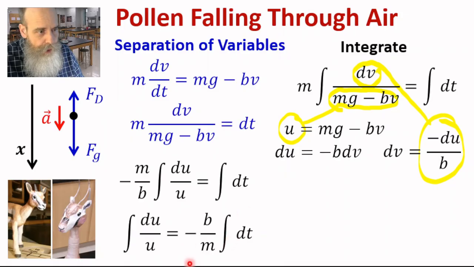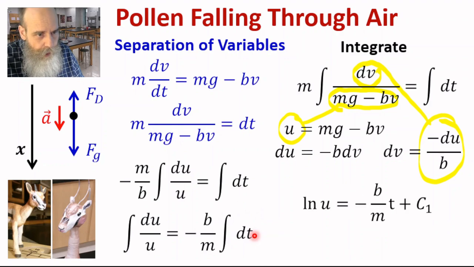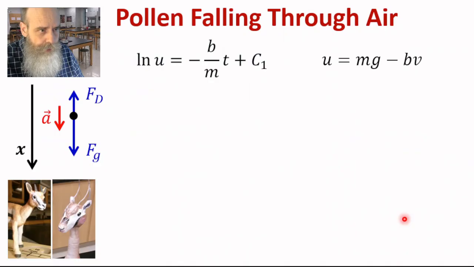So now it's easy to solve this integral. Du over u is ln u. Integral of dt is t. So this is what we get. ln u equals negative b over m t plus c1, where c1 is a constant. So this is what we have.